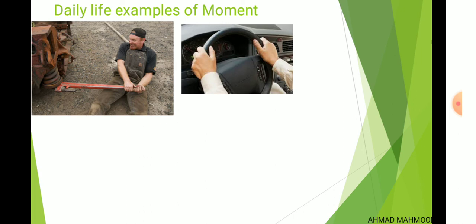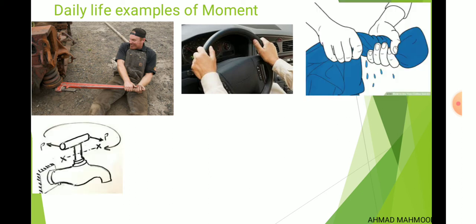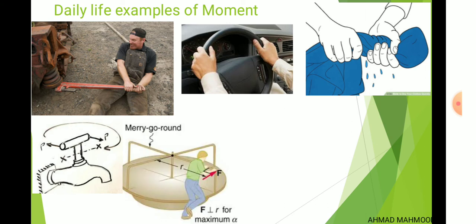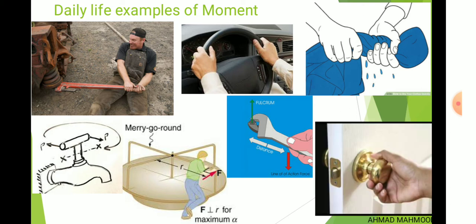So this is also an example of torque or movement: turning your tires with the help of your steering, twisting clothes and opening taps. Merry-go-round is also an example of movement, and so is opening nuts with the help of spanners and opening doors. These are all examples of movements.